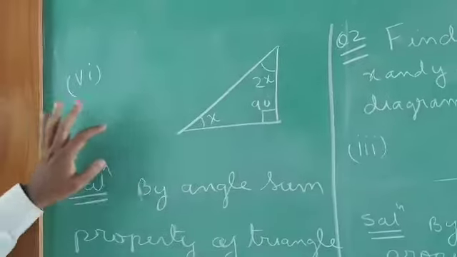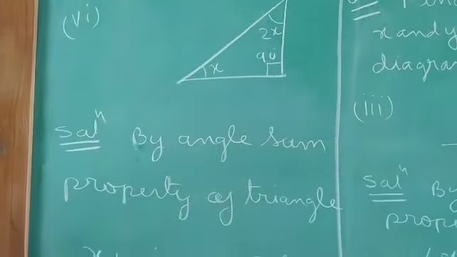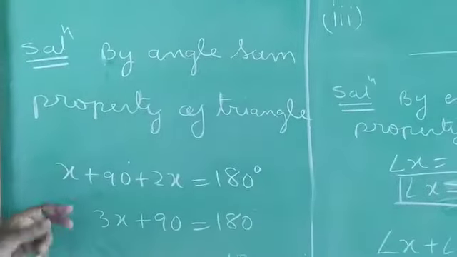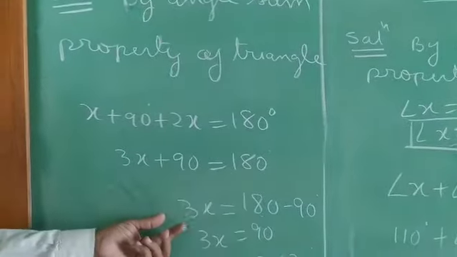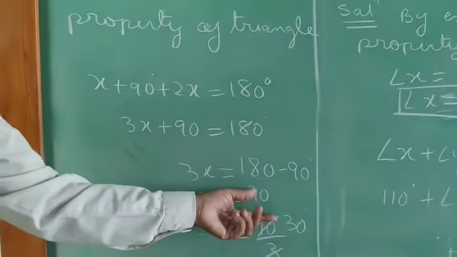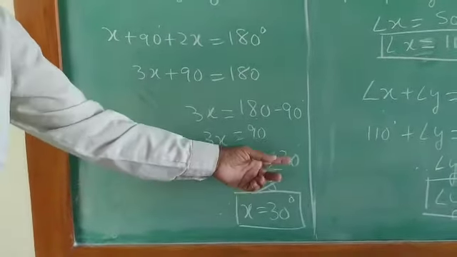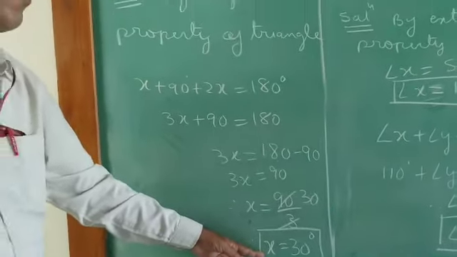You can see here in this diagram, by the angle sum property, what result did we get? x plus 90 plus 2x equal to 180. So x plus 2x is how much? 3x. 3x plus 90 is equal to 180. So 3x is equal to 180 minus 90. So 3x is equal to 90 degrees. Now x is equal to 90 by 3. I got the answer how much here? 30 degrees. Right, here x is equal to 30.